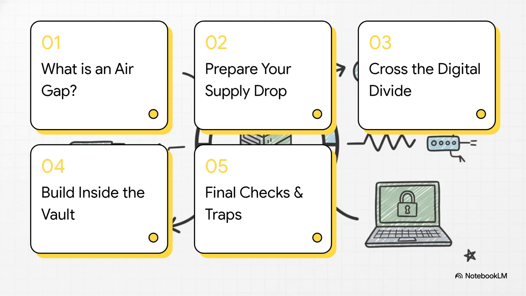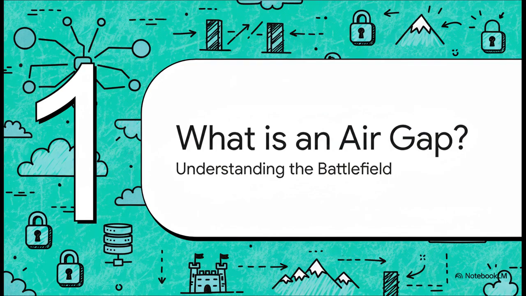First, we've got to understand the battlefield itself. What exactly is an air gap? Then we'll prep our supply drop, which is all the software we need. After that, we cross the digital divide, build the system inside the secure vault, and then, and this is crucial, we'll run through some final checks to avoid the most common traps. Let's get into it. Okay, section 1.